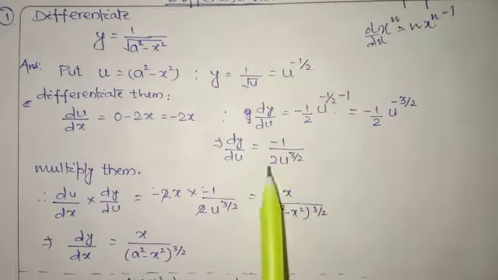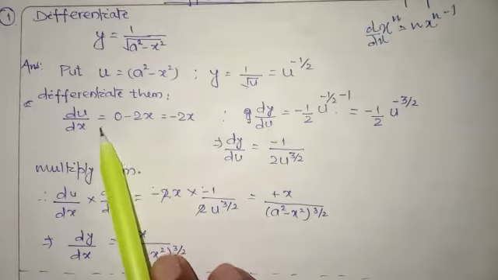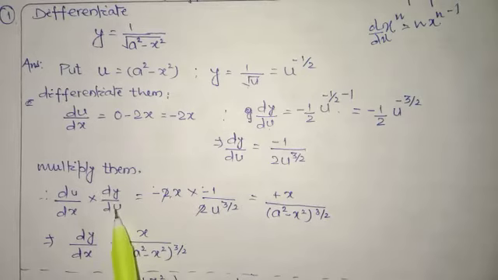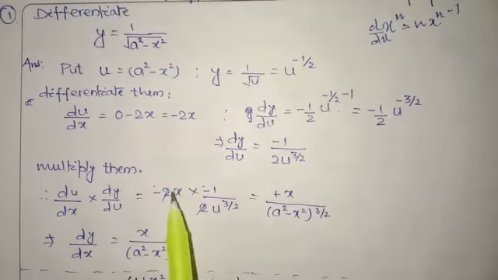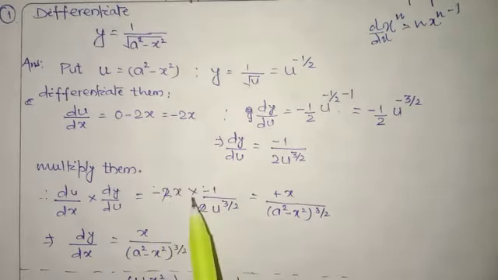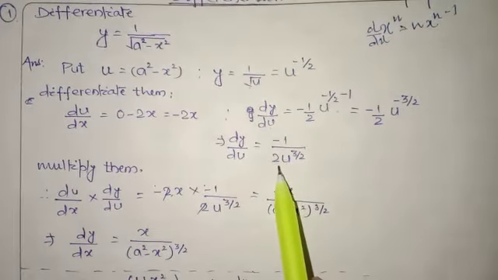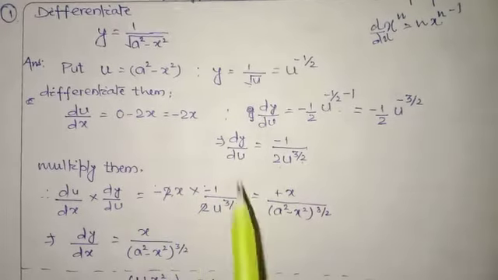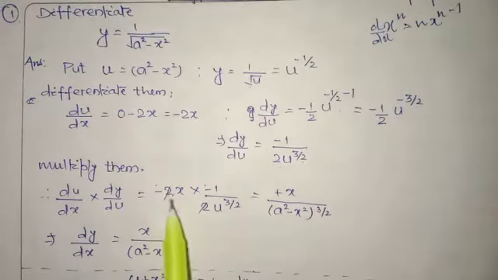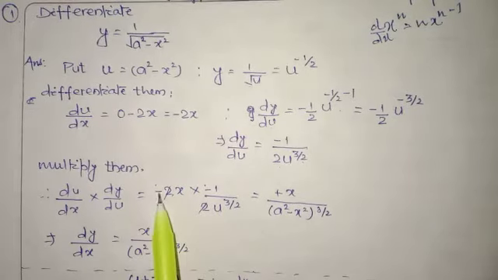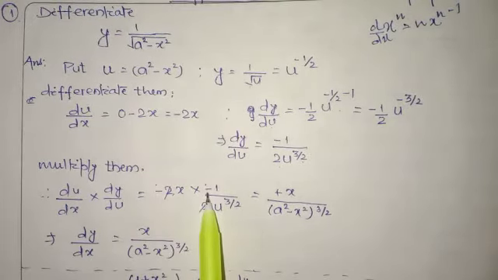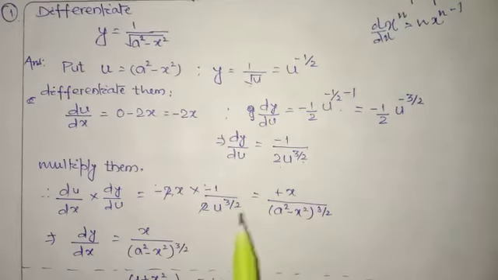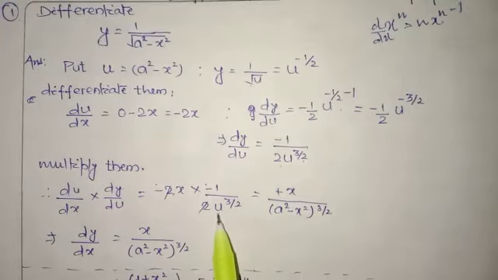Now multiply them, du by dx and dy by du. Du by dx into dy by du is equal to minus 2x, which is the value of du by dx, into minus 1 upon 2 u to the power 3 by 2. So after multiplication, we see that 2 and 2 cancel. Similarly, minus and minus becomes plus, meaning two negatives together become positive. So x upon u to the power 3 by 2.